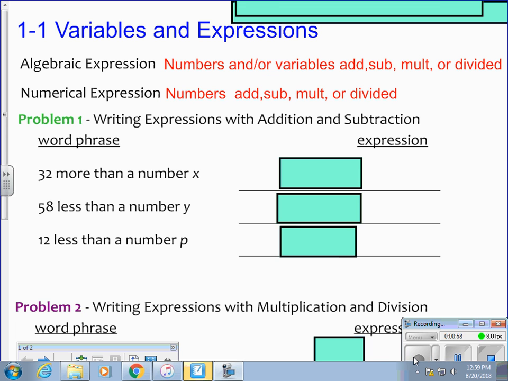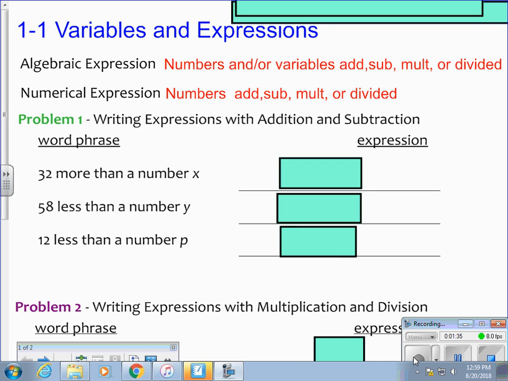A numerical expression has no variables. It has numbers added, subtracted, multiplied, or divided. We've been working with numeric expressions. We've been working with algebraic expressions when you did some evaluating. So we've already been working with these. If it's got variables, it's algebraic. If it doesn't have variables, it's numeric. Kind of makes sense.